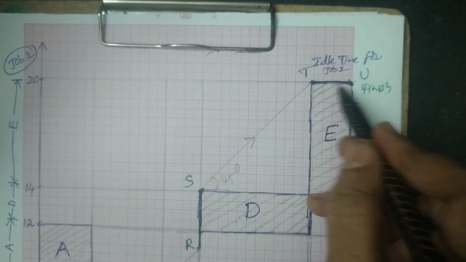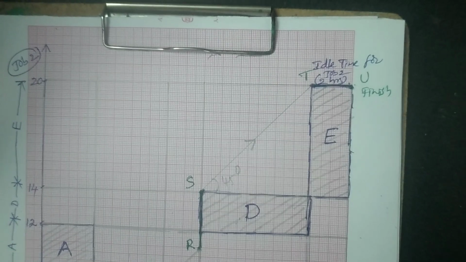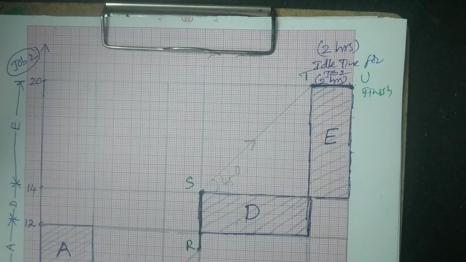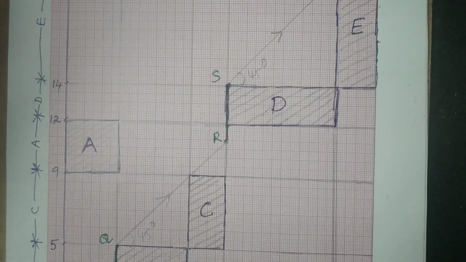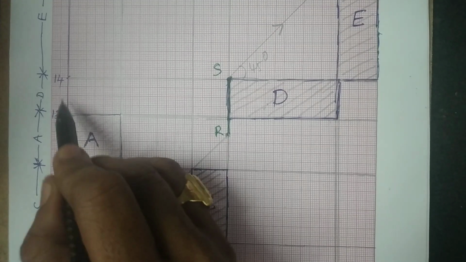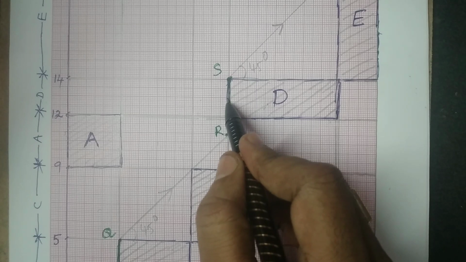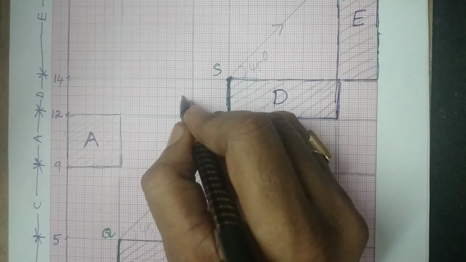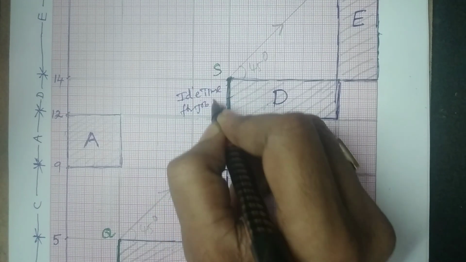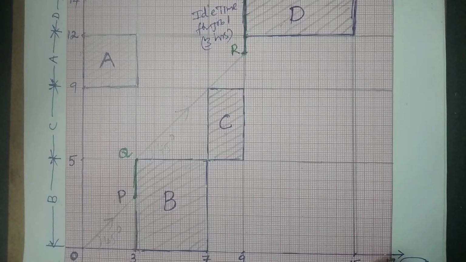How many hours? 1 and 2. So 2 hours is idle time, and I write here 2 hours of idle time for job 2. Now observe the vertical lines. This is one vertical line, from 11 to 14. Here 1 unit, 2 units, 3 units. That is 3 hours. This is idle time for job 1. How many hours? 3 hours.